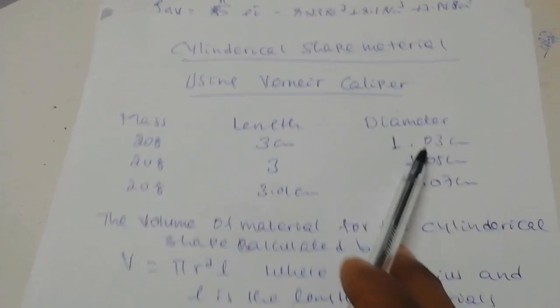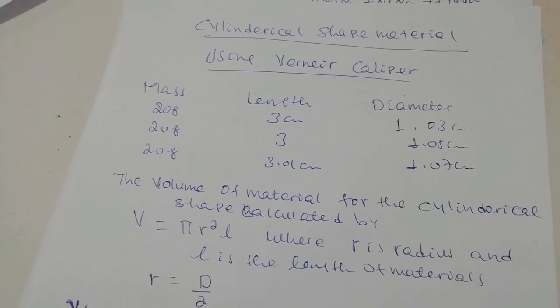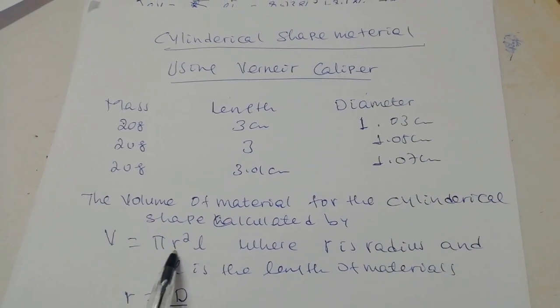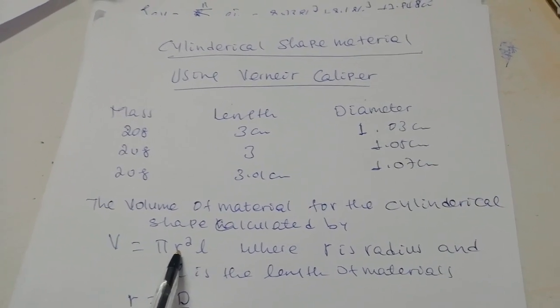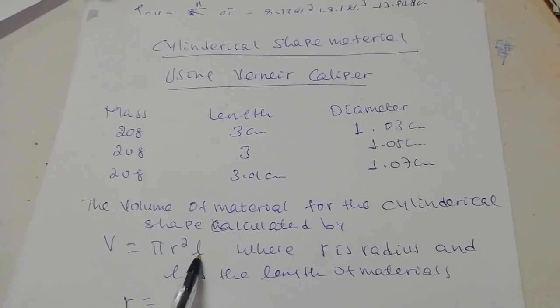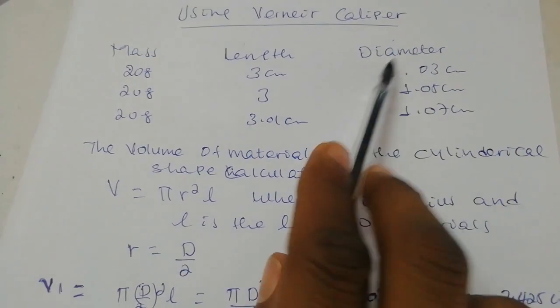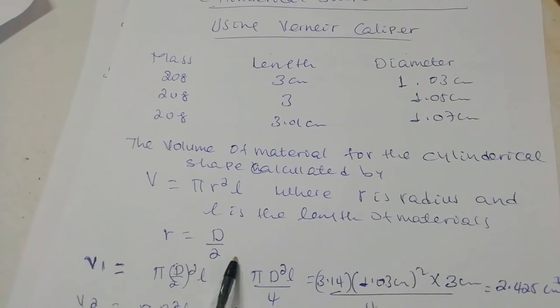So from this, when you find the volume of a cylindrical shape, the volume is calculated by V equals pi r squared L. Here r is the radius of the cylindrical shape, and L is the length of the material. Radius means diameter over 2. From this data, we have only the diameter, so to get its radius, radius is equal to diameter over 2.